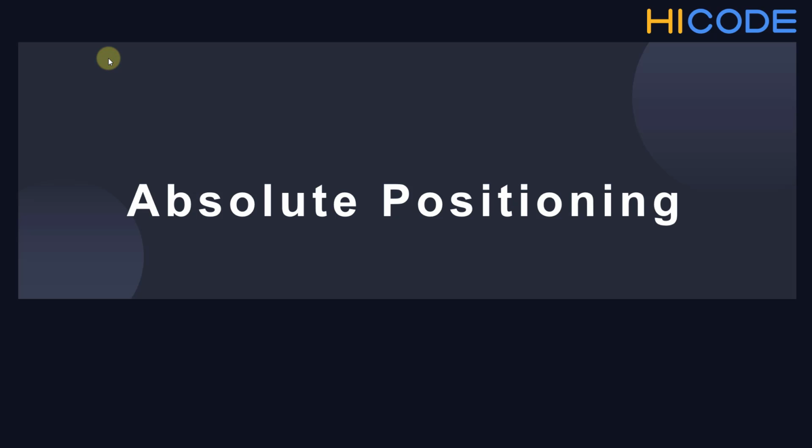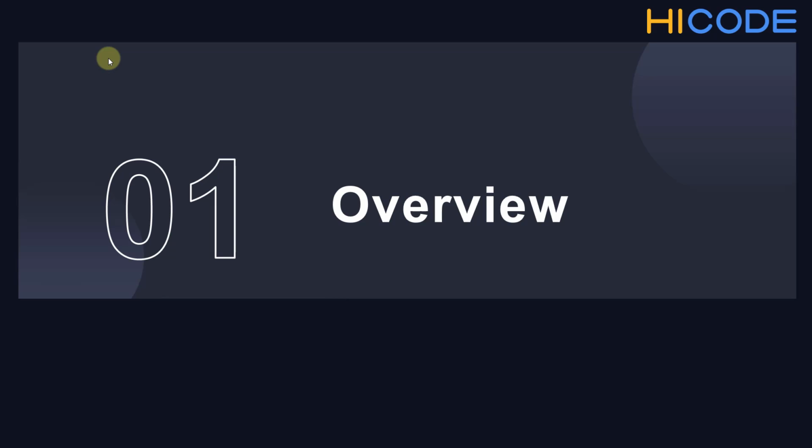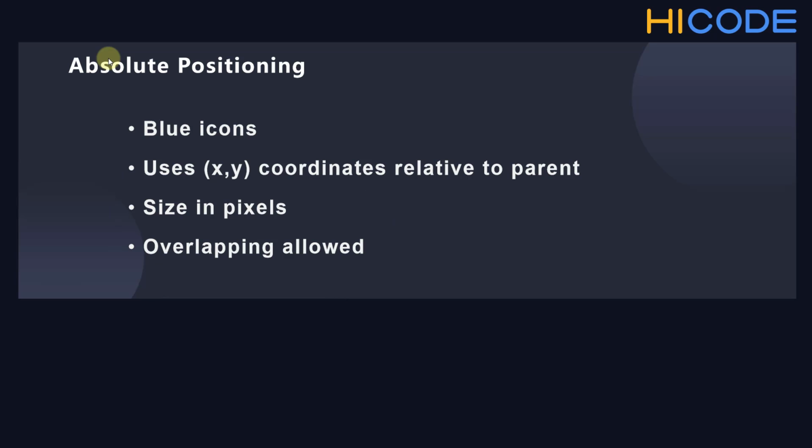Today I'm going to talk about absolute positioning environment. The video will cover three topics: features overview, add and align widgets, and layer order. Let's come to the overview first. What is absolute positioning? Absolute positioning is one of the two positioning environments in HiCode, and the other one is called relative positioning.